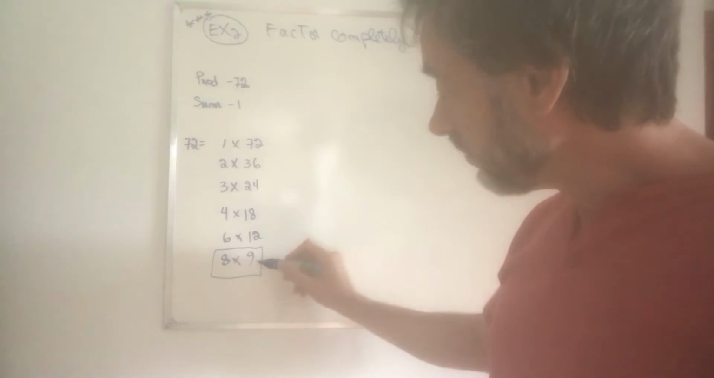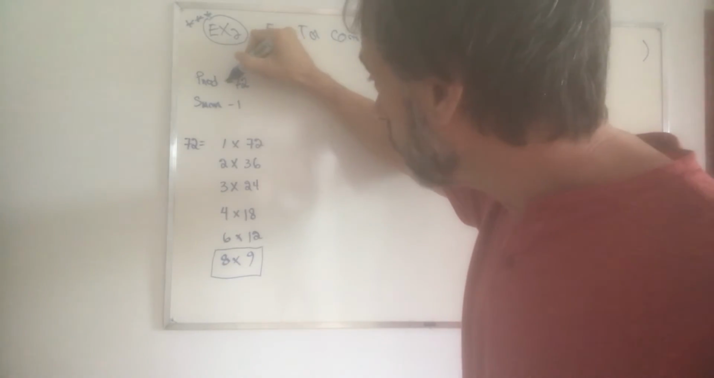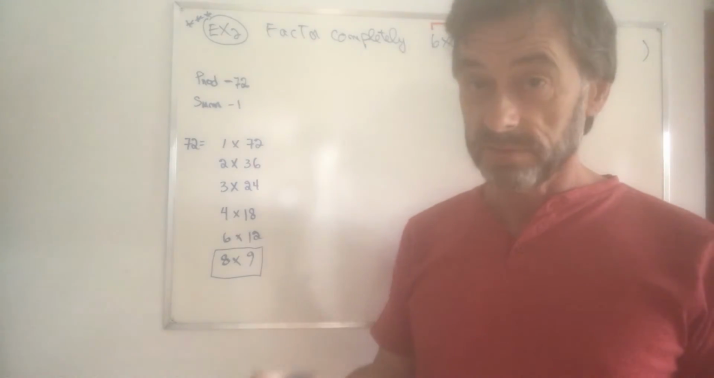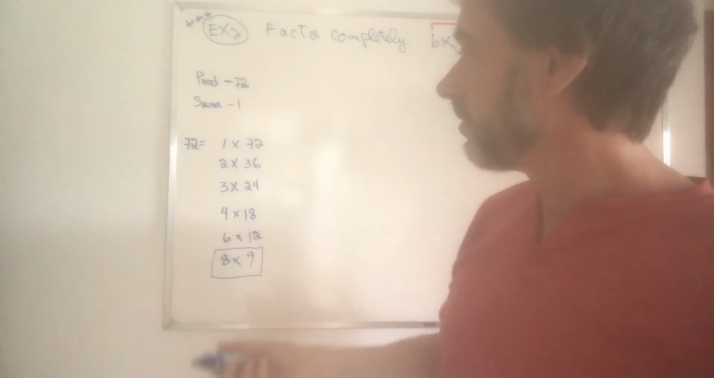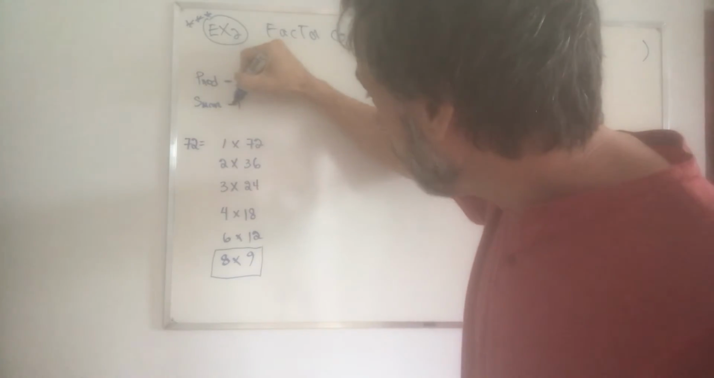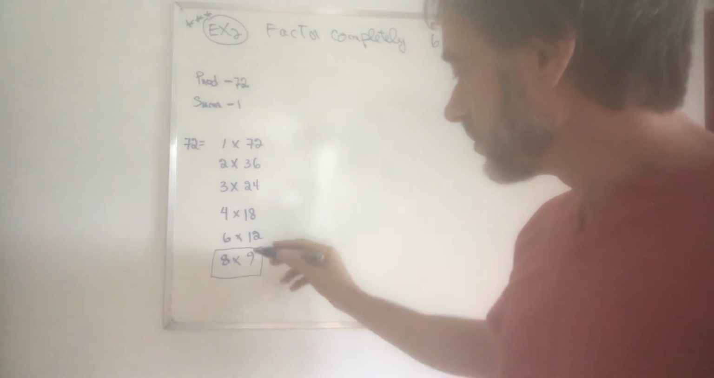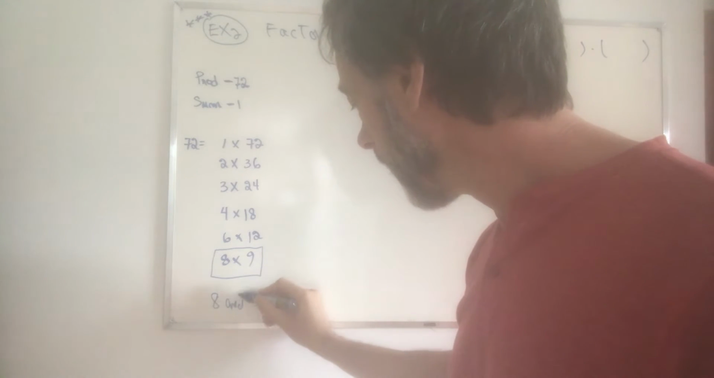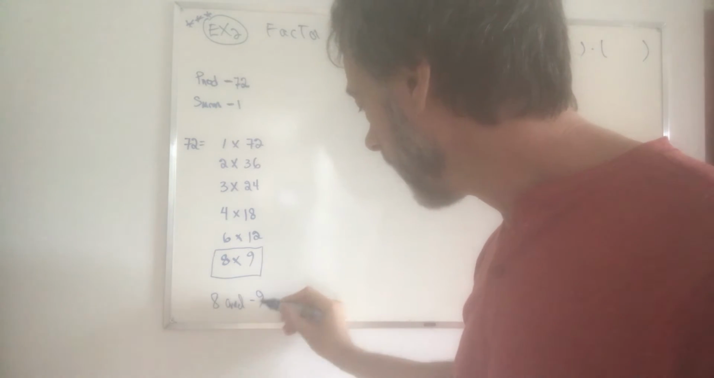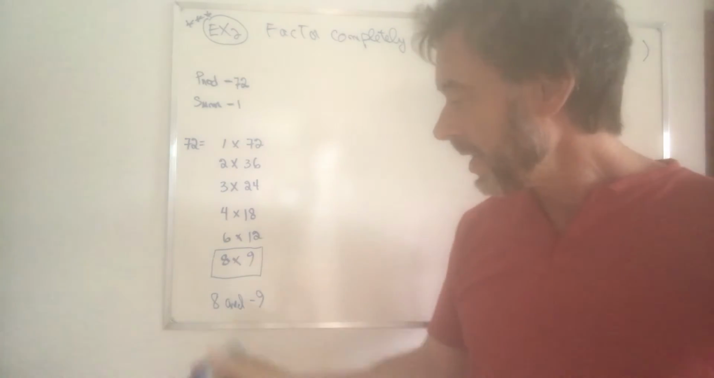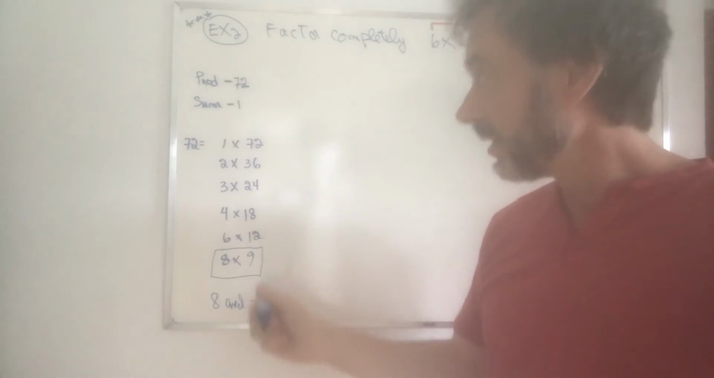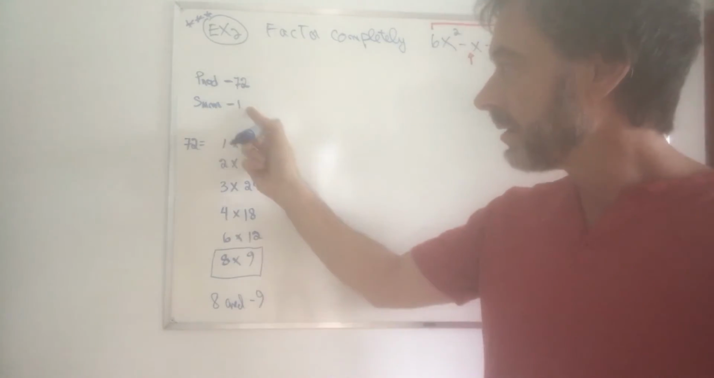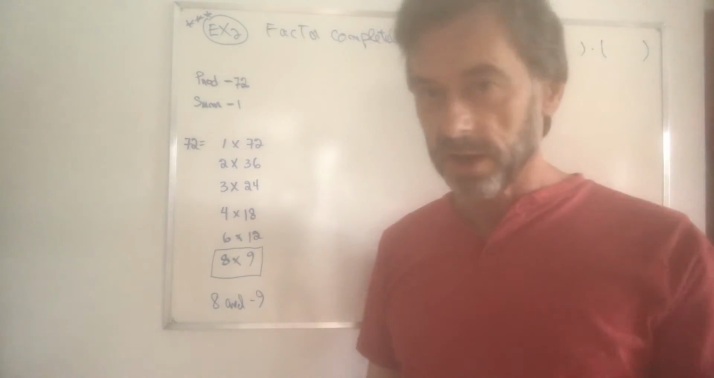Now let's play with the signs. We need the product of these two numbers not to be 72, but to be minus 72. So one of these has to be negative, right? Not both, because it would get a positive answer. And the sum must be minus 1. So what are my two numbers? 8 and minus 9. Let's verify this very quickly. 8 times minus 9 is minus 72. 8 plus minus 9 is minus 1. We got our two numbers.